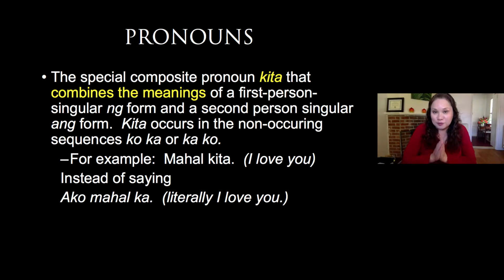There is a special pronoun. So what is this? This is a special composite pronoun, kita. What is kita? Kita combines the meanings of a first-person singular noun form and a second-person singular ang form. So what is this? What is it? So kita occurs in the non-occurring sequences ko ka or ka ko.